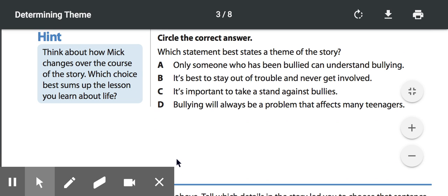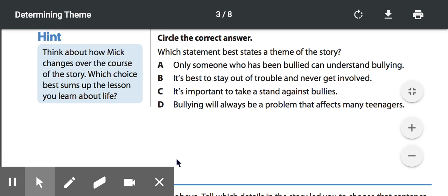So we already know for A that it's not true that only someone who has been bullied can understand bullying, because in the story it states that Mikey was just happy that he wasn't getting picked on. So that shows that he has been in a situation before, so we know that he can understand it. For B, it's best to stay out of trouble and never get involved, that's not the case because at the end it shows that Mikey jumps in, right?